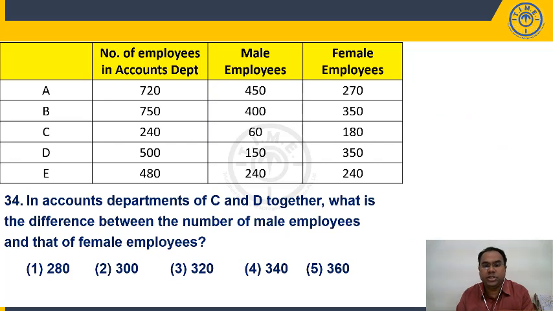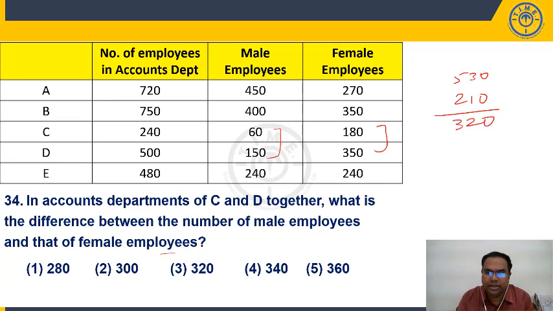34th question. In accounts department of C and D together, what is the difference between number of male employees to that of female employees? Okay, C and D, male employees is how much? 210. Female employees is how much? 530. What is the difference? 320. 320 is present in third option.